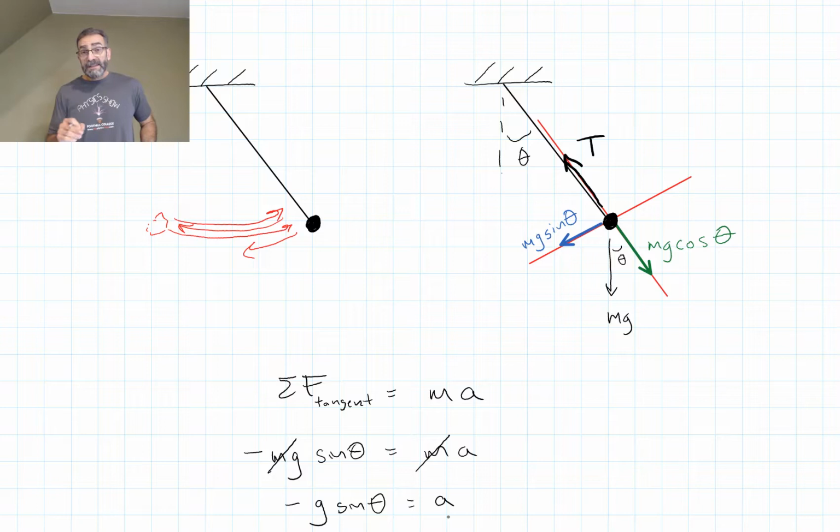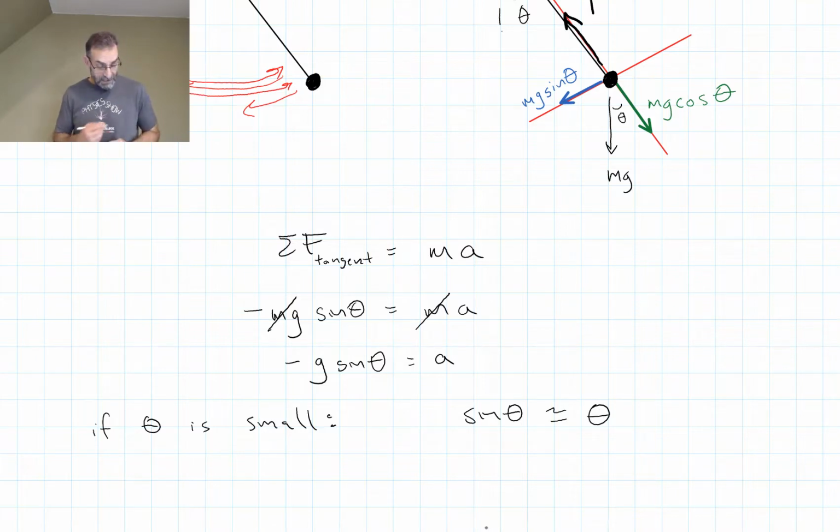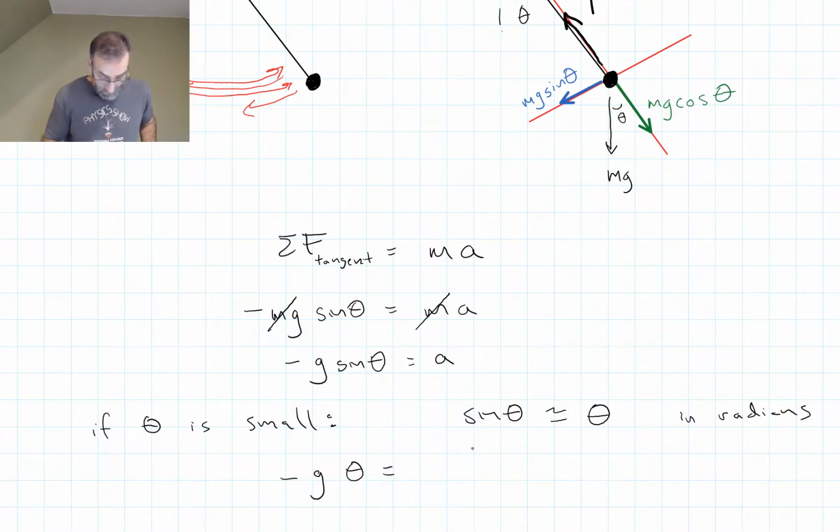And now, in order to simplify this problem a little bit, we're going to make a small angle approximation. If theta is small, then the sine of theta is approximately equal to theta. Of course, we have to be in radians. But this is true. The sine of theta is approximately equal to theta in radians if our angle is small. And we can rewrite this equation as minus g theta equals our acceleration. And we know our acceleration is the second derivative of position.